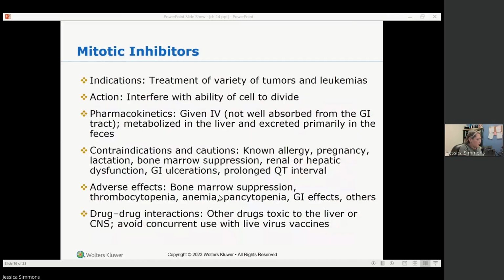Mitotic inhibitors, that starts on page 341 in your ATI book. Most of it is on page 342. So you want to make sure you know that it is given IV. It is metabolized in the liver, excreted primarily in the feces. Adverse effects, always bone marrow suppression, thrombocytopenia, anemia, pancytopenia, GI effects, okay?